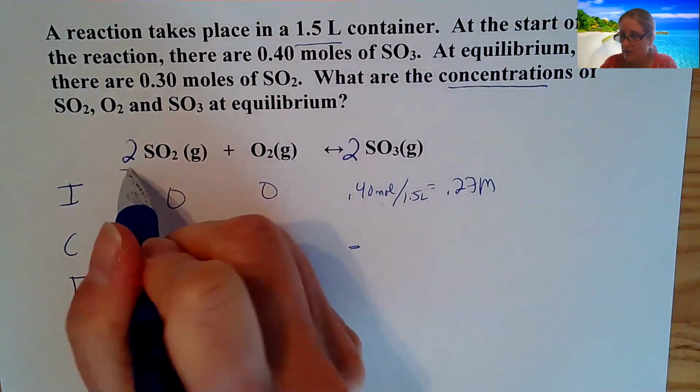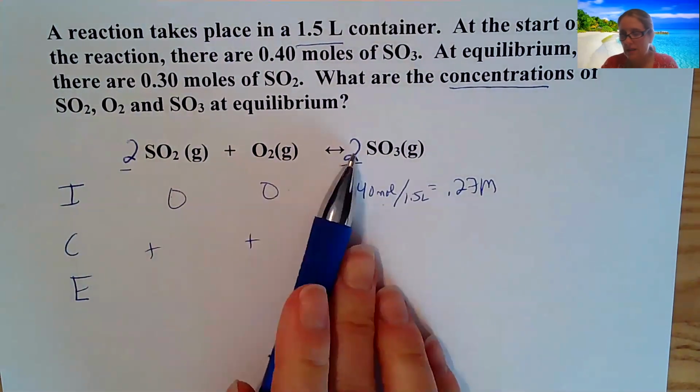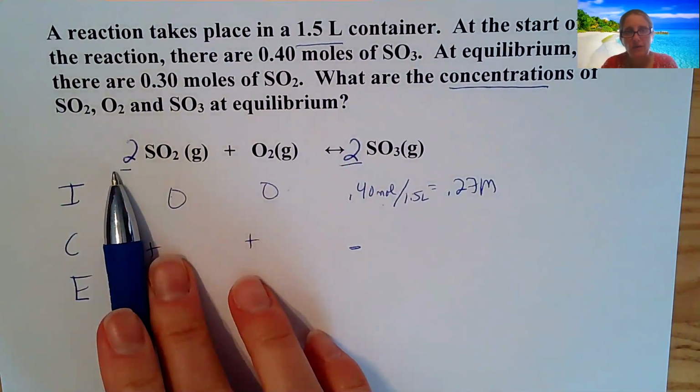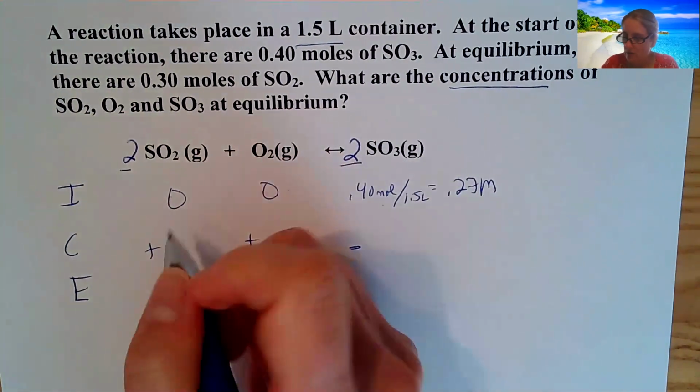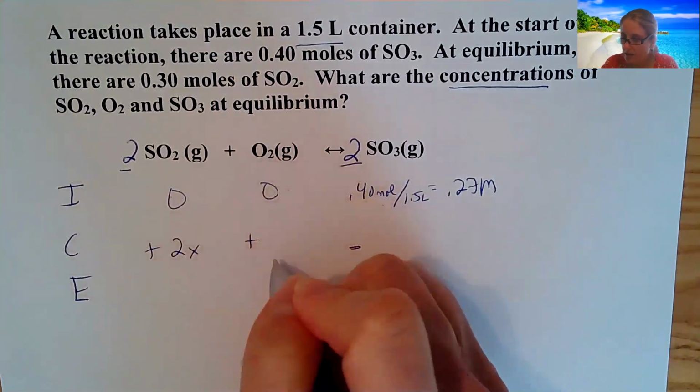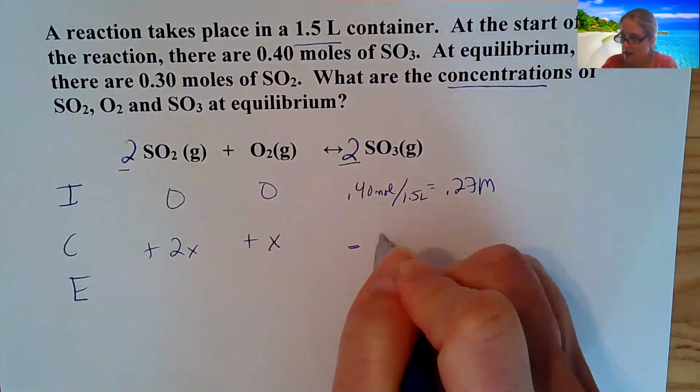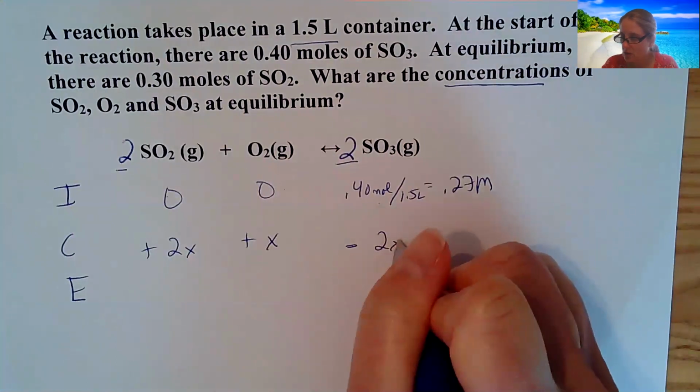And again, this is going to come from the stoichiometry. What you might see in my notes is I may have had the 2 written or I haven't written it in there. I'm always going to have it balanced for you. So this is going to be 2x. There is a 1 in front of the O2, so that's going to be an x. And this is going to be a minus 2x.